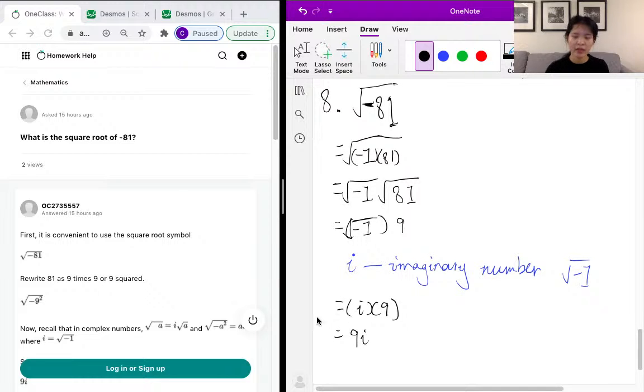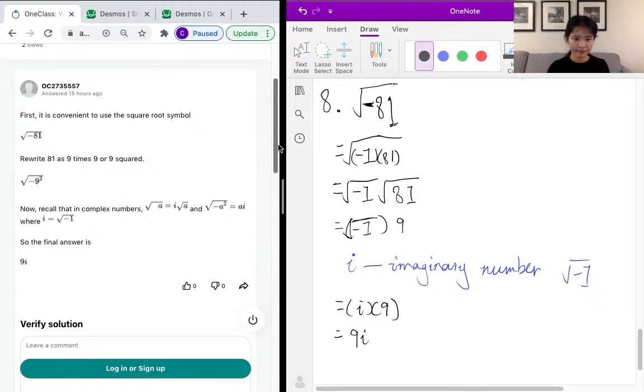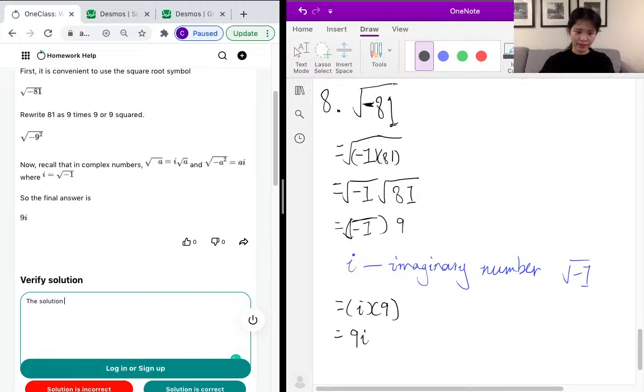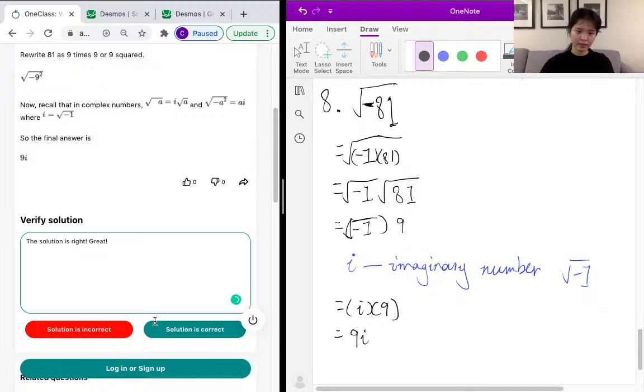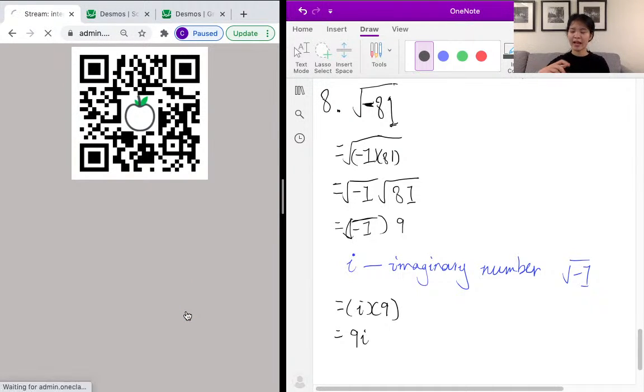So the square root of negative 81 is 9i. And this is our solution for this question. And again, we'll see what the solution says. Alright, they did it correctly, and they just wrote down 9i for the solution. So let's just say the solution is right. Great. And let's press the button that the solution is correct. Now let's move on.